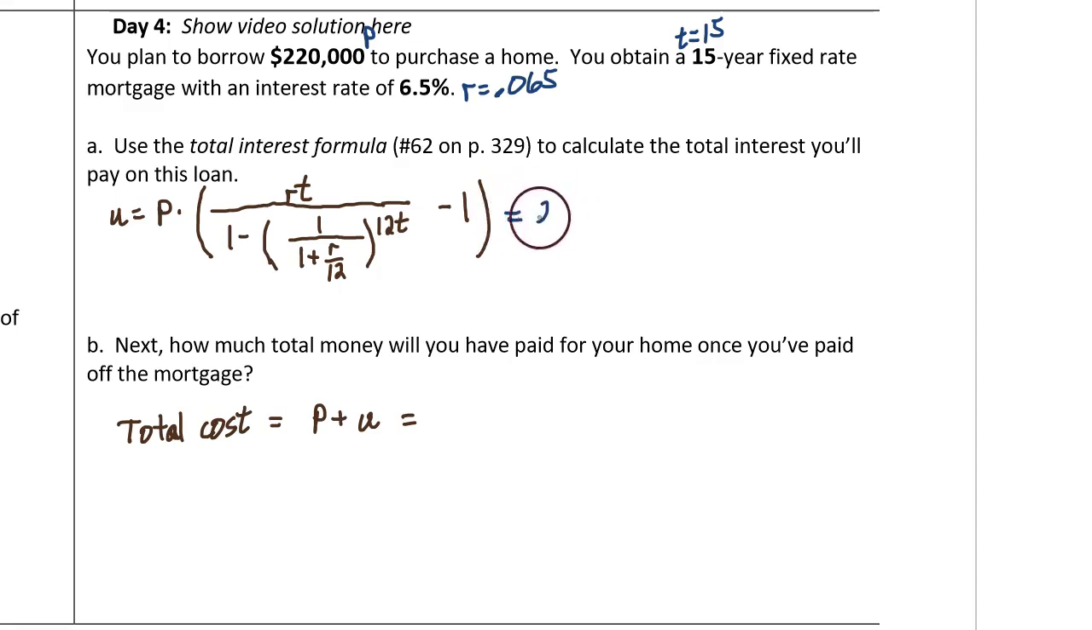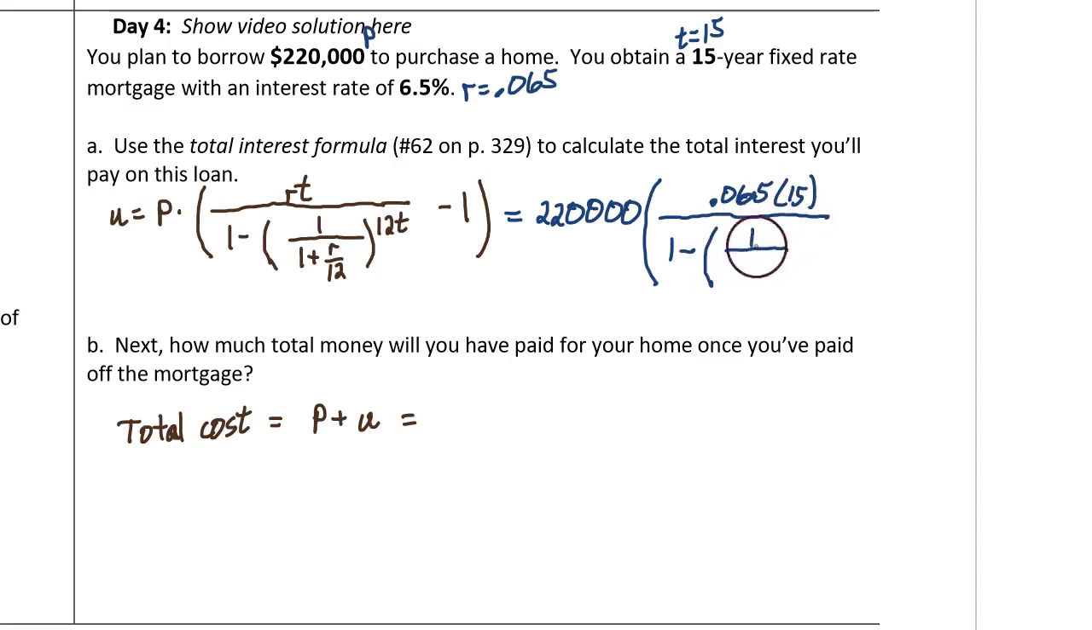So the letter P is 220,000. That gets multiplied to this very large expression inside the parentheses. In the top, it's R times T, so 0.065 times 15. Down at the bottom, it's 1 minus, and then in these parentheses, it's 1 over 1 plus, and in place of letter R is 0.065.